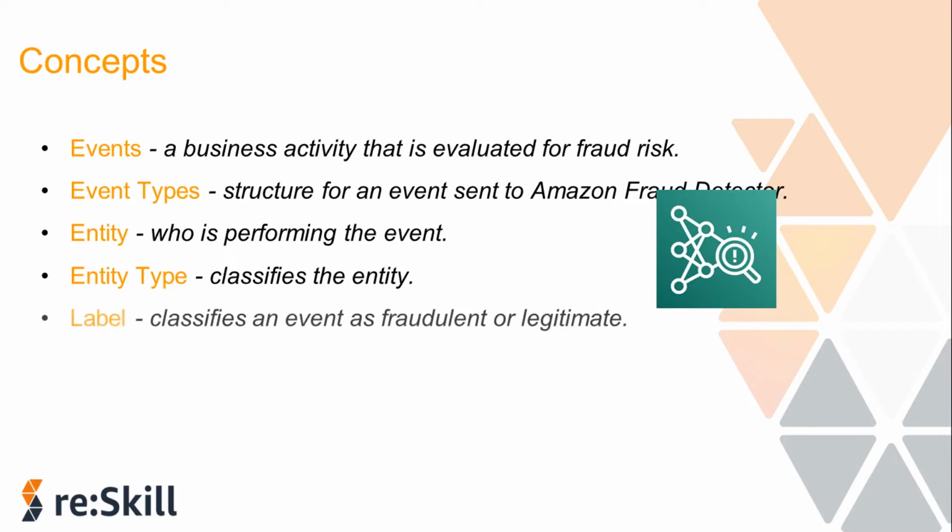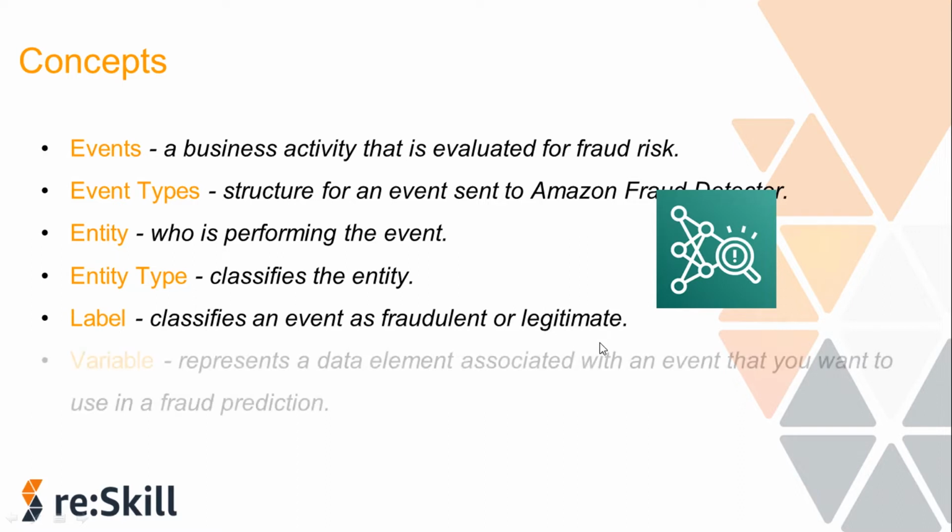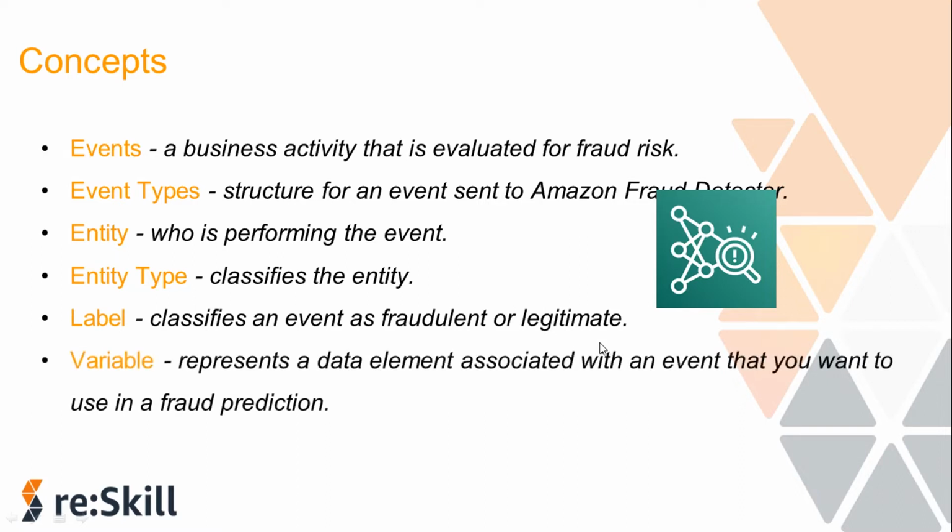Next comes a label. So what's a label? It classifies an event as either fraudulent or legitimate, and labels are used to train supervised machine learning models in Amazon Fraud Detector. Then comes a variable. It represents a data element that is associated with an event that you want to use in the fraud prediction. And variables can either be sent with an event as a part of fraud prediction or derived, such as the output of the fraud detector model, or you can also get that from the SageMaker model.